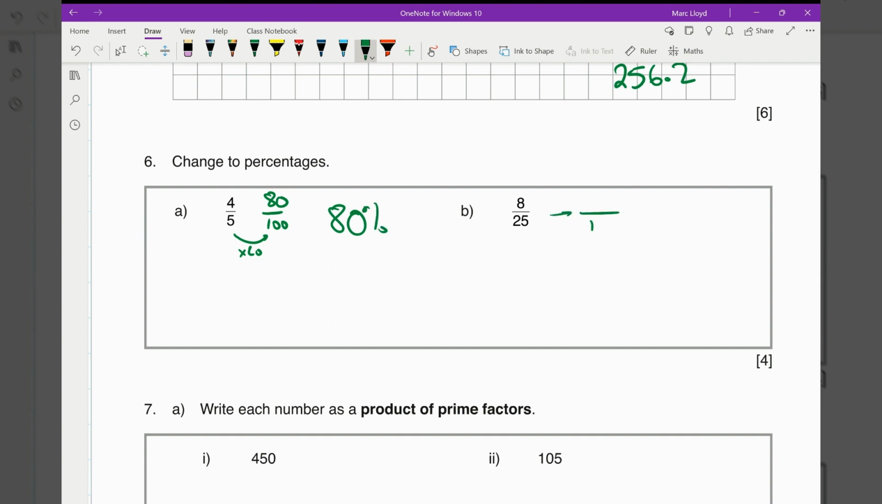For B, again, we want it out of 100 because percent means like per 100. Century, for those of you who follow cricket, very important number, very important word. 25 times by 4 gives you to 100. So 8 times 4 will be 32. 32%.